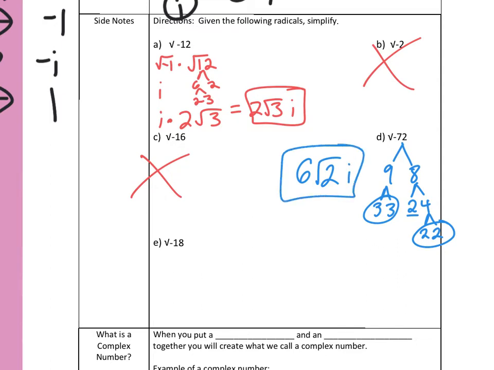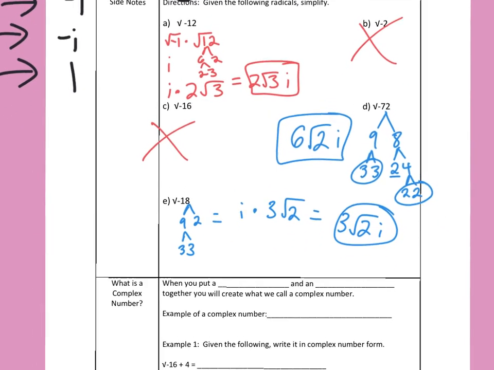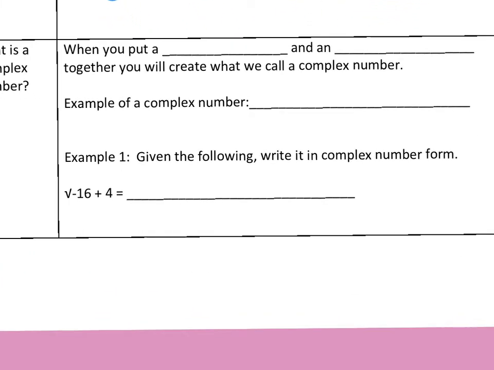Good. And then square root of negative 18. 9 and 2. 3 and 3. Got to make sure we pull the i out too. So 3 square root of 2 i. With me on that? Okay, great job. Any questions, or are we good to keep going? Good? All right.